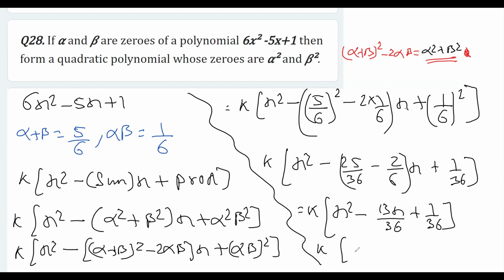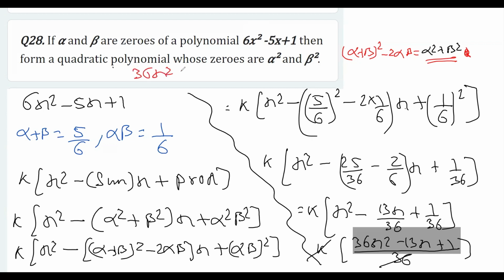And we have one more step to do, that is taking the LCM as 36, which is going to be 36x squared minus 13x plus 1. Is it correct? Yes, it should be 36x squared minus 13x plus 1. I can cancel this and we'll declare this to be the required quadratic polynomial whose zeros are alpha squared and beta squared. One more time I should write it. We have to obtain this, which is 36x squared minus 13x plus 1.